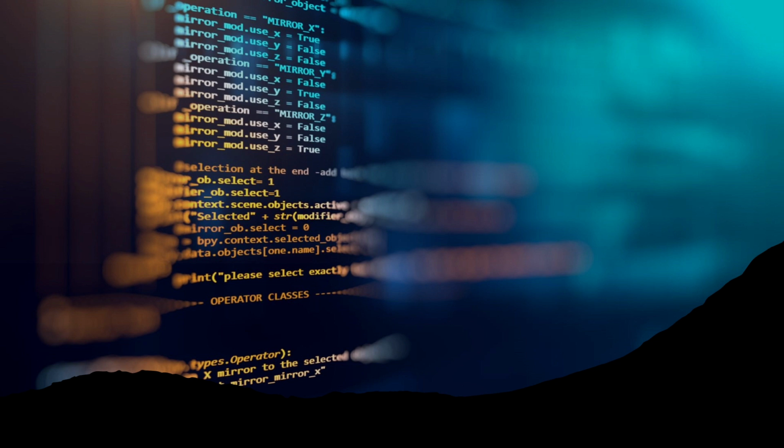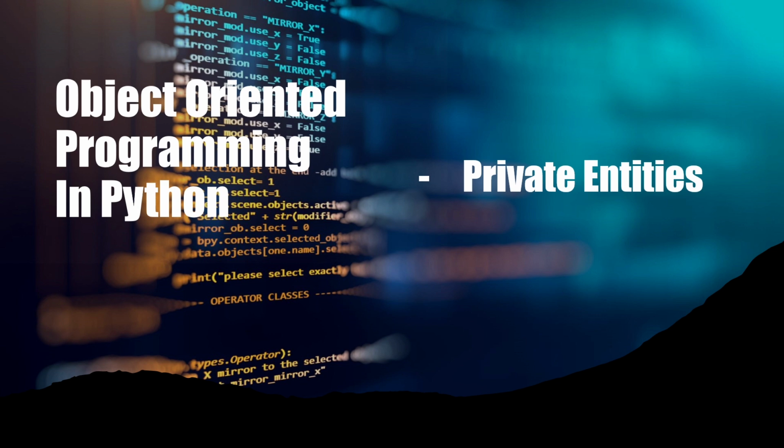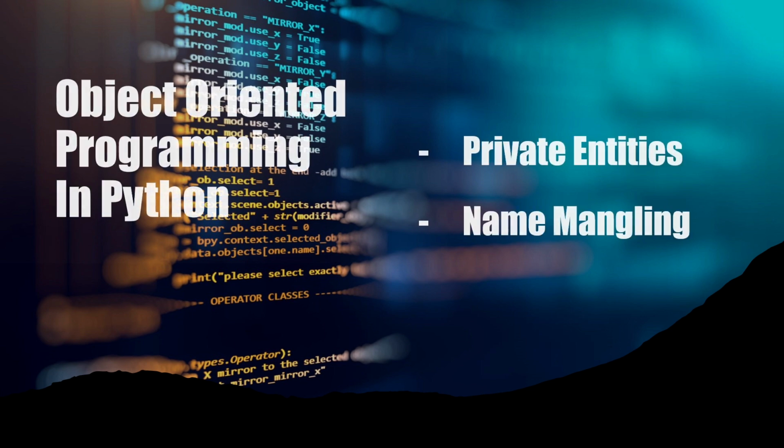In today's video on object-oriented programming, we're going to take a look at private entities, specifically entities that are created inside of class definitions. We're also going to talk about the concept of name mangling, which is a feature in Python that allows us to access private variables or private entities from outside of class definitions.